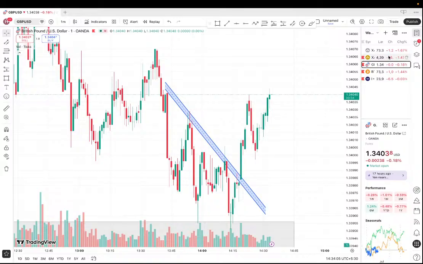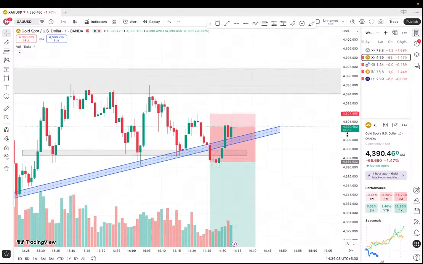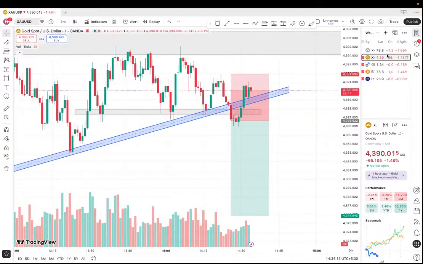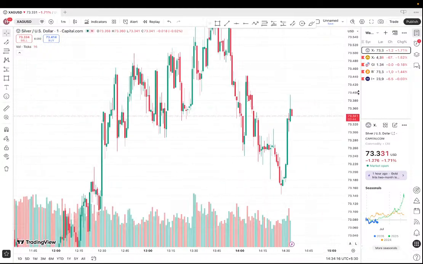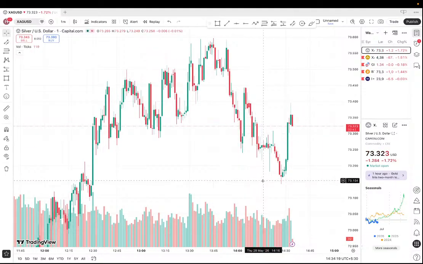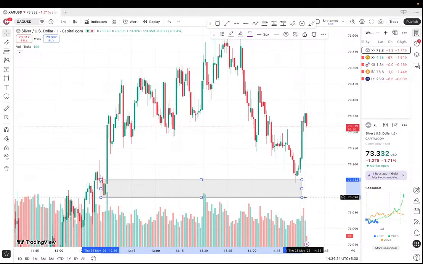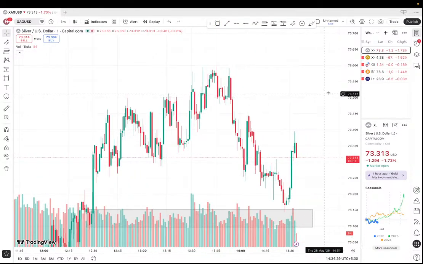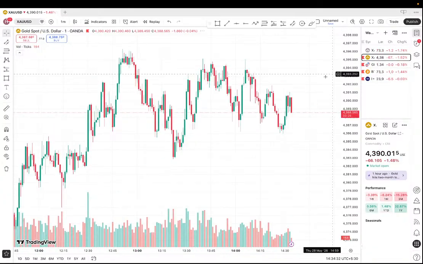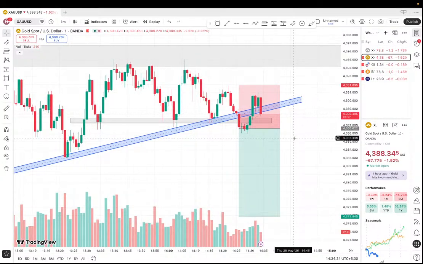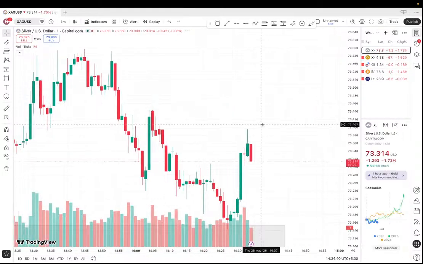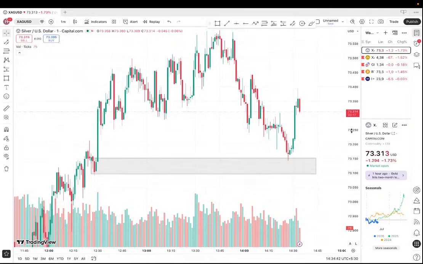GBP is also looking very bullish. The thing is, here on silver, we can see that it tested this order block and now it's giving a very clean move. So if silver is bullish, there are chances gold can be bullish as well. But yeah, we are just following our process, so we're not going to doubt it or exit the positions or anything.